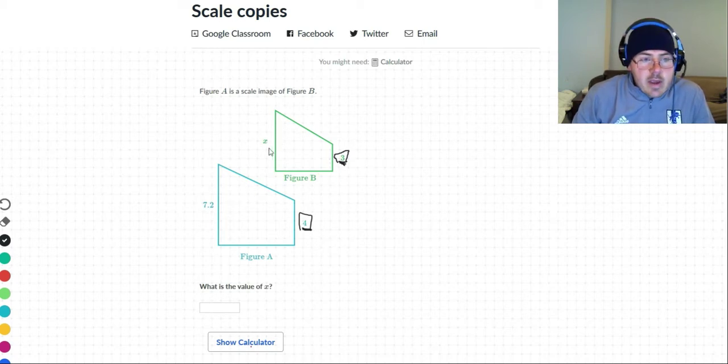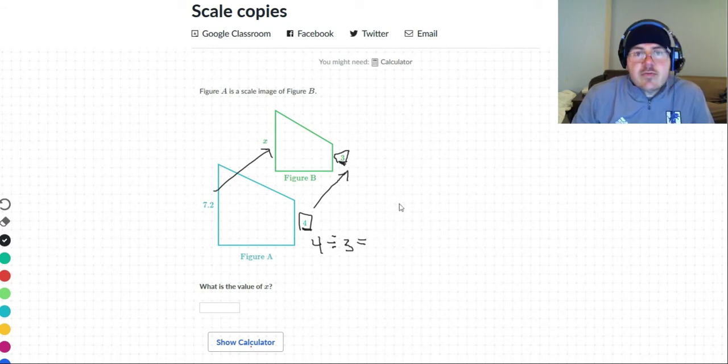Because we need to solve for x, we're going to be going in this direction. So I need to figure out how to get from 4 to 3. And the way we're going to do that is just a little bit of division. So what is 4 divided by 3? Now, if you put this in a calculator, you're going to get a never-ending repeating decimal. So we're just going to leave it as a fraction for now. 4 divided by 3 is just simply 4/3.